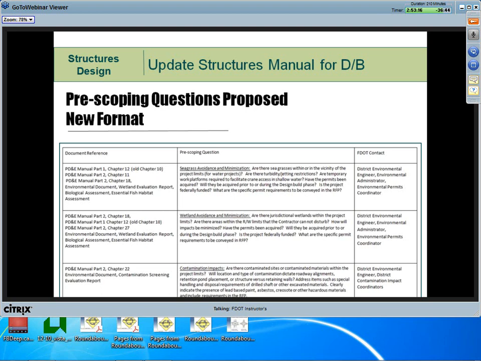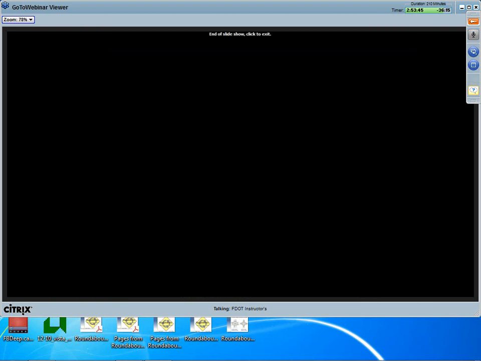We are currently expanding these pre-scoping questions as part of the PPM rewrite. So you're going to see a lot more roadway-related questions in the near future. And I expect that that rewrite is going to be published in July with the PPM manual. Lastly, I repeat that the PPM changes for design build will be very similar to what you see in the structures manual. And thanks to our district support, these changes are on track for July 2013 publication.